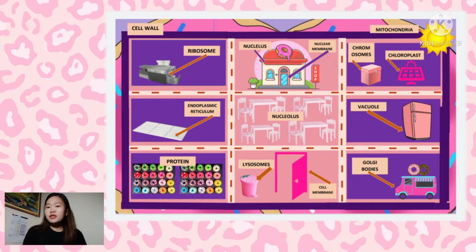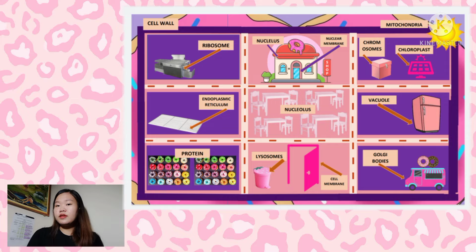So, as you can see, we have the cell wall, ribosome, endoplasmic reticulum, and the protein on the left side of the city. While on the other side of the city, we can see the Golgi bodies, vacuole, chloroplast, chromosomes, and the mitochondria. And in the central part of the city, we can finally see the cell membrane, lysosome, nucleolus, nucleus, and the nuclear membrane.